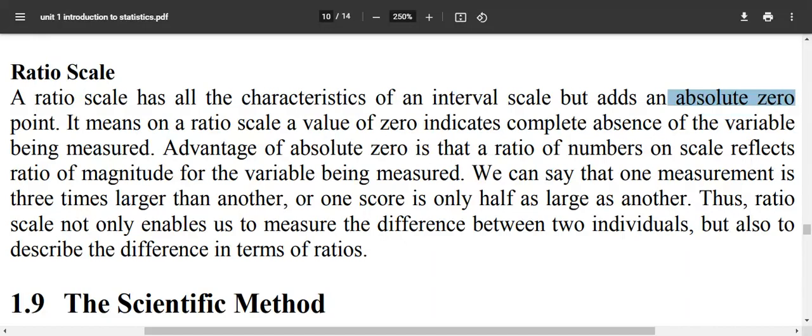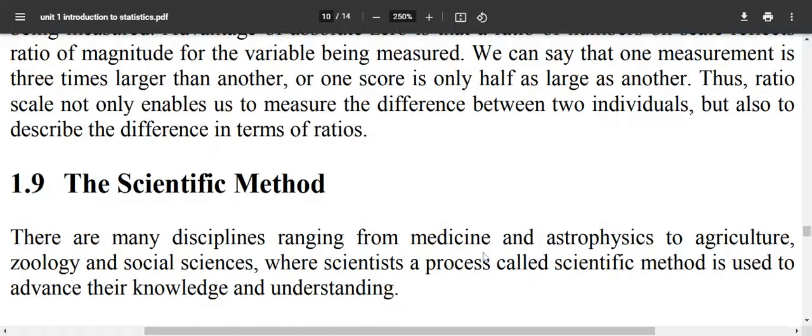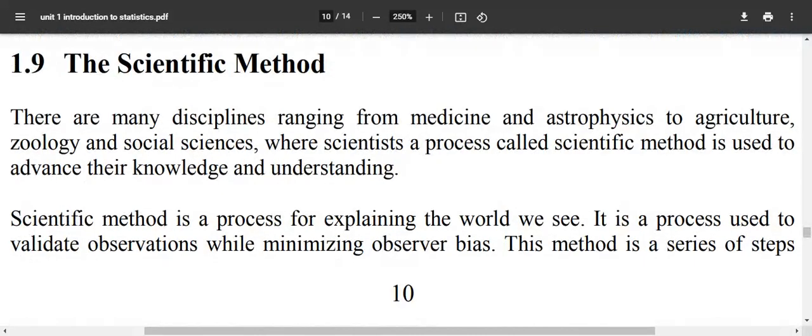The advantage of absolute zero is that a ratio of numbers on the scale reflects the ratio of magnitude for the variable being measured. We can say that one measurement is three times larger than another, or one score is only half as large as another. Thus, ratio scale not only enables us to measure the difference between two individuals, but also describe the difference in terms of ratio. इंडिविजुअल्स के दरमियान difference ही नहीं बताती, ये भी बताती है, describe the difference in terms of ratio के मुताबिक. अब हम next study करेंगे the scientific method.